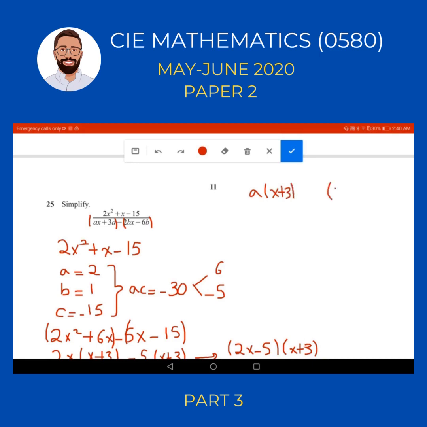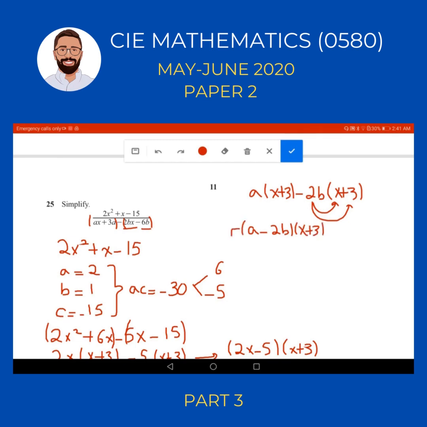Then you need to repeat the same bracket, which is x plus 3, and outside you need to write negative 2b, because negative 2b times x will give me negative 2bx, and negative 2b times 3 will give me negative 6b, and that's correct. Now just combine your answer, so it's a minus 2b times x plus 3.